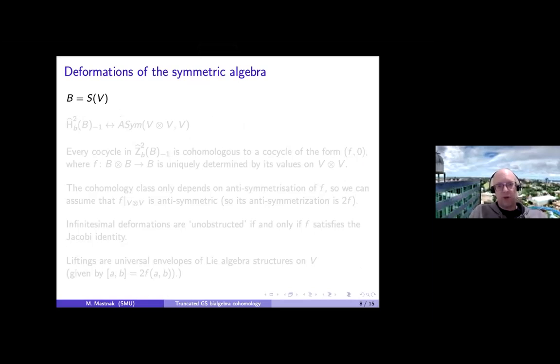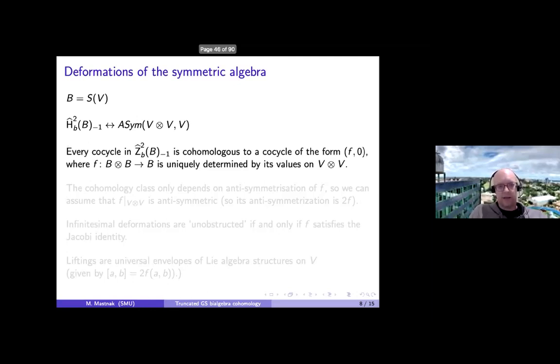I'll mention this again. So let me give you now first a non-example, a classical example where of course the lifting problem will not at all be cohomologically homogeneous. So again, this was mentioned already today. Thank you very much, Susan, for talking about symmetric algebras. So if I take a symmetric algebra over some vector space V, then it's easy to see by hand that the second cohomology group in degree -1 is in bijective correspondence with antisymmetric maps from V tensor V to V.